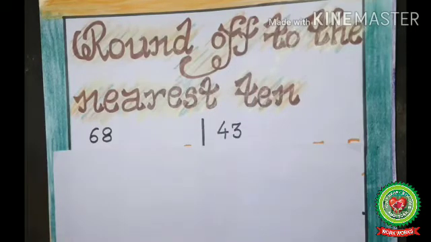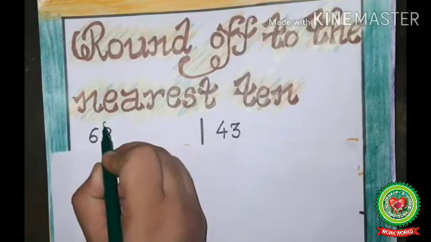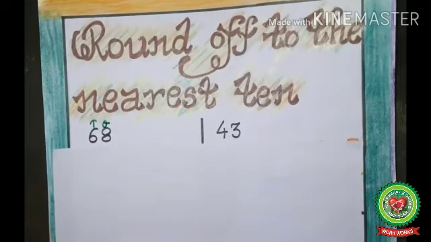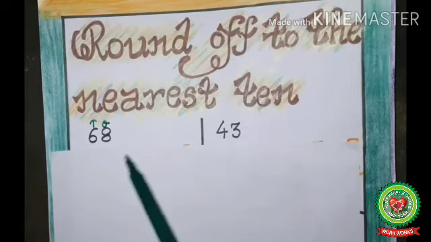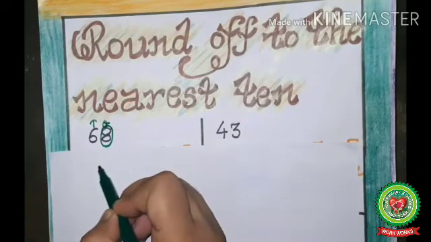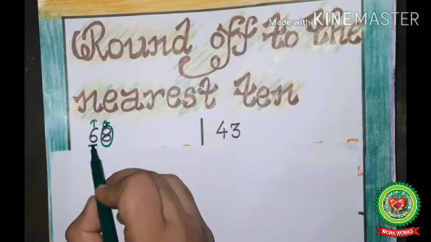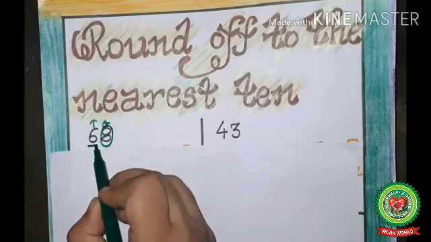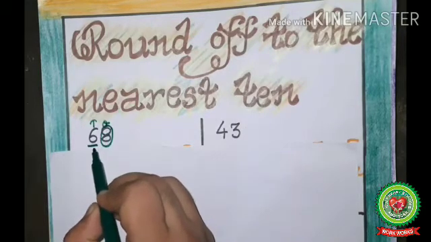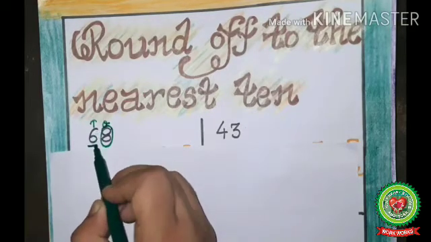Students, while doing round off, very first step is write down the place value table. So, we will write down the place value table, ones and tens. Second step is, now I have to round off nearest 10. So, I will circle digit that is at ones place. And I will underline the digit that is at tens place. So, I will circle 8 that is at ones place and I will underline 6 that is at tens place.